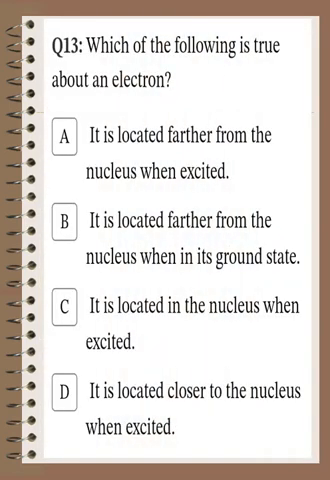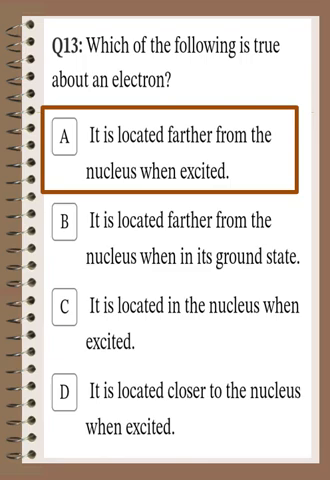Okay. Question number 13. Which of the following is true about an electron? What do you think about it? It is located farther from the nucleus when excited. It is located farther from the nucleus when it is in its ground state. I think it's wrong. It is located in the nucleus when excited. No, it's a wrong answer. It is located closer to the nucleus when excited. I think it's also wrong. So the answer will be number A. It is located farther from the nucleus when excited.